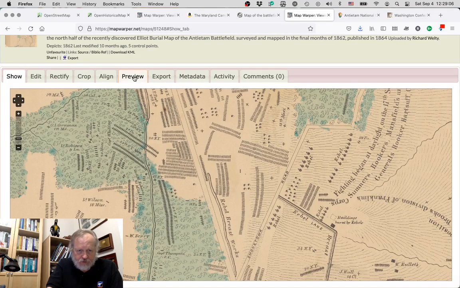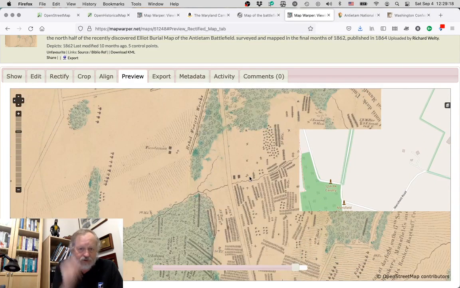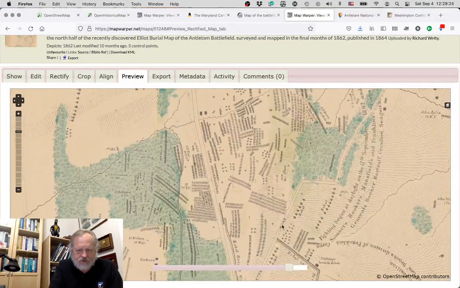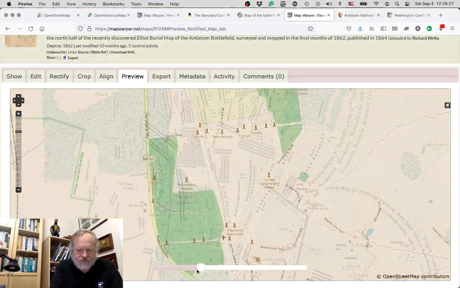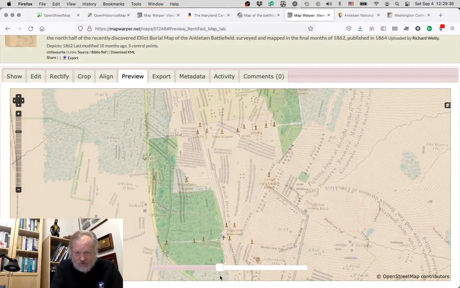What happened, though, is as I got into rectification, I started to see problems. There we go. It's been a little slow to load. The problem manifested itself in the fact that while this map had the appearance of being pretty precisely measured, you couldn't get things to line up. You could get small sections to line up, but then other parts would be out, and as you added reference points, the work would get really distorted.